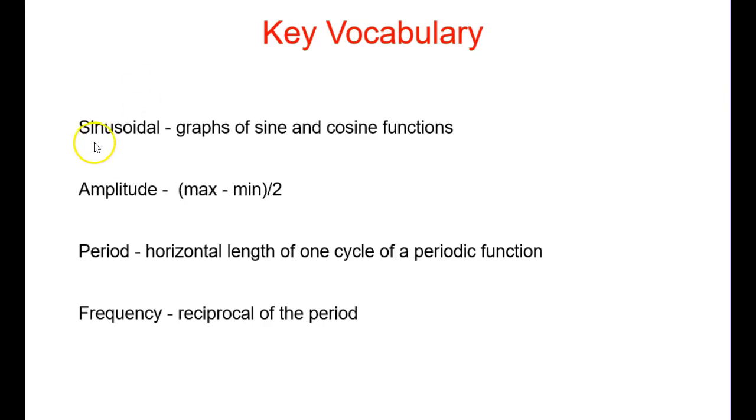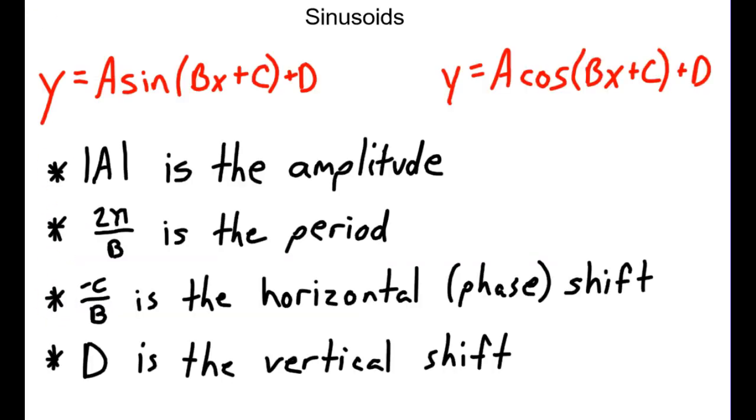The first term, sinusoidal. This refers to the graphs of sine and cosine functions. Second term, amplitude. We can find the amplitude by taking the maximum minus the minimum values and dividing that by 2. The period refers to the horizontal length of one cycle of a periodic function, and the frequency is the reciprocal of the period. We have two general forms for sinusoids.